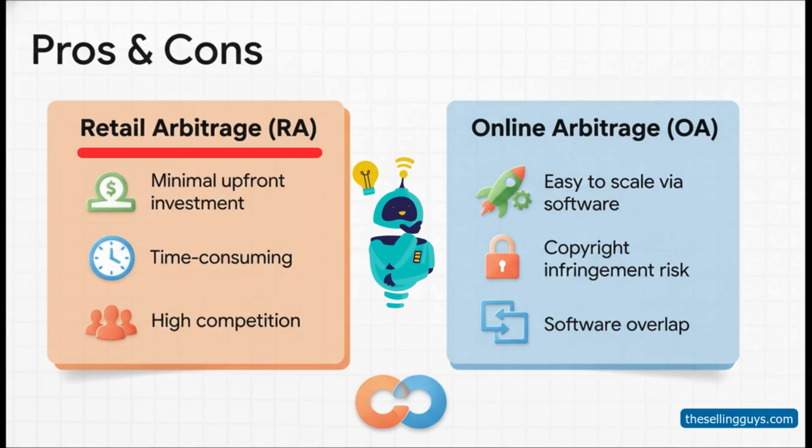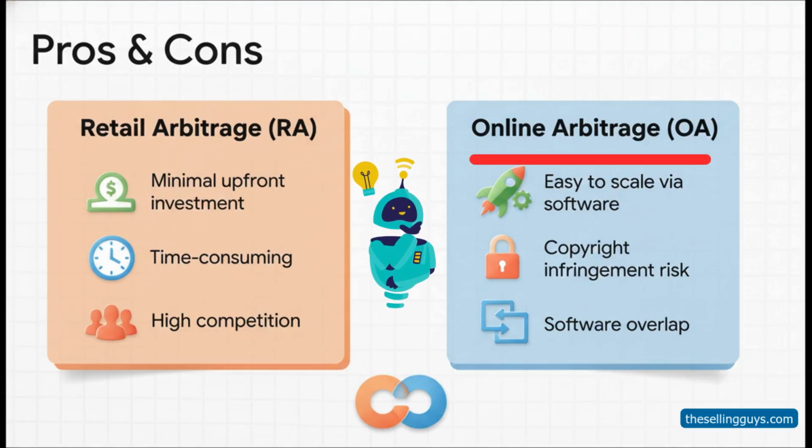Retail arbitrage requires very little upfront cash, but it can be incredibly time-consuming, and competition in those store aisles is fierce. Online arbitrage, on the flip side, is way easier to scale because you're using software to automate the whole sourcing process. But since everyone has internet access, you face even higher competition and you have to dodge tricky copyright issues. The most successful sellers often combine both strategies.